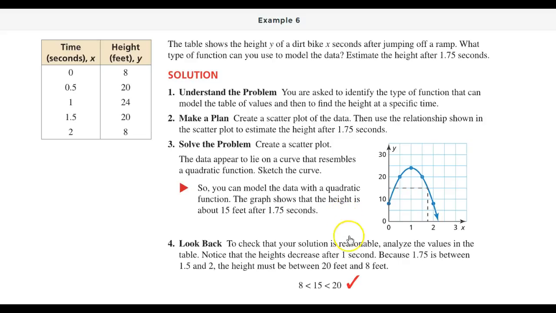So then check, make sure that that's reasonable. And since 1.75 is between 1.5 and 2 seconds, 15 feet is between 8 feet and 20 feet, looks good in the hood.